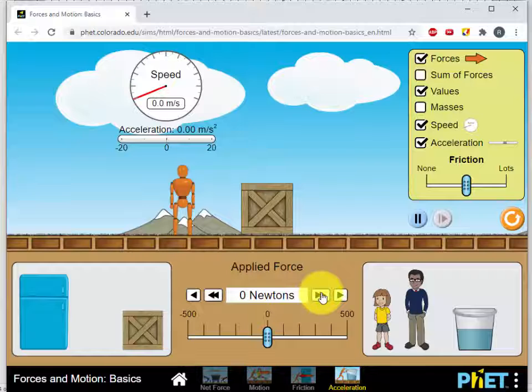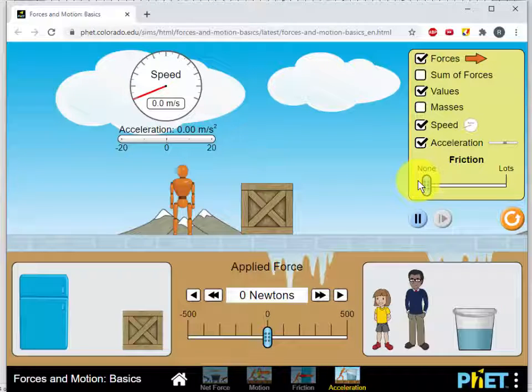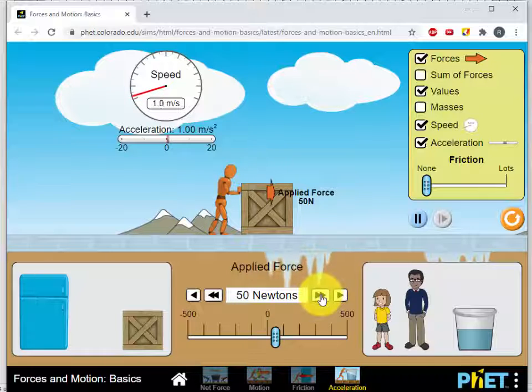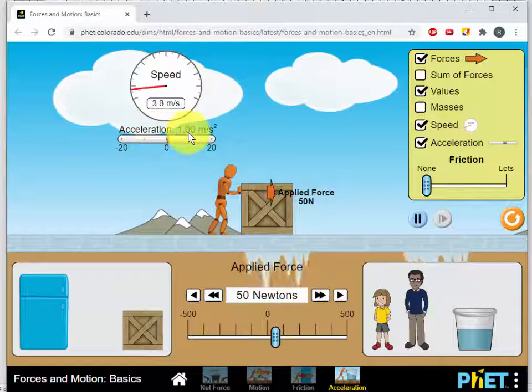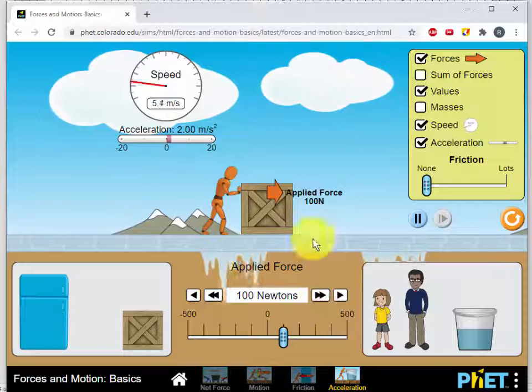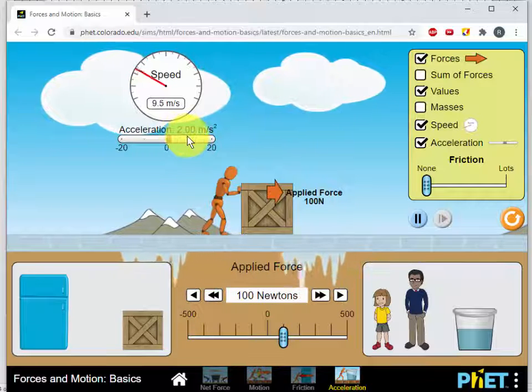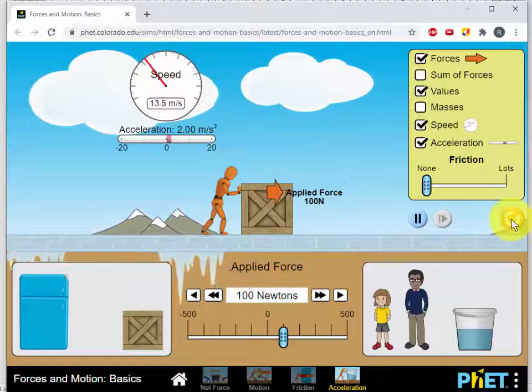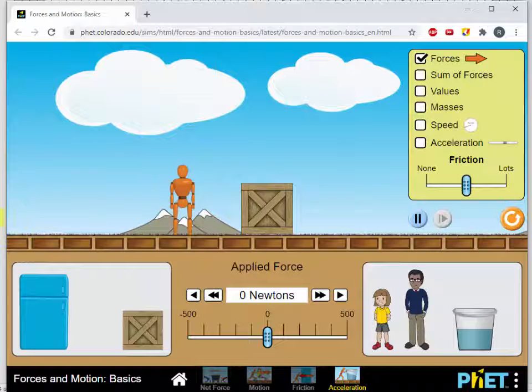I'm going to have you get rid of all the friction. I don't want friction playing a role. Notice that the surface changed to ice. I want you to apply that force on there and record this acceleration. I'm going to have you increase the force and so on and so forth. Again, if it hits 40 meters per second, you just have to reset the simulation.